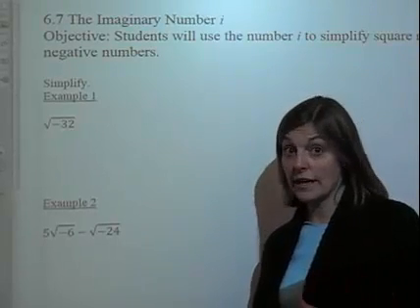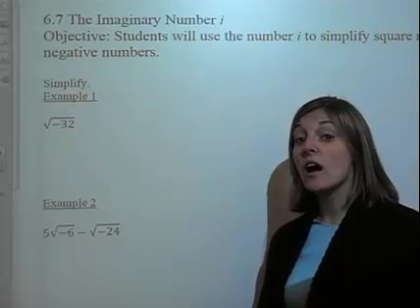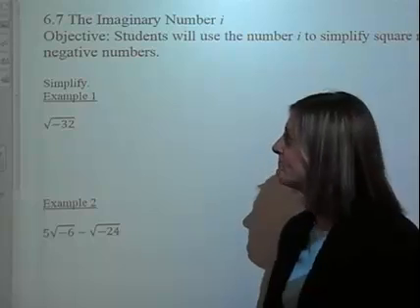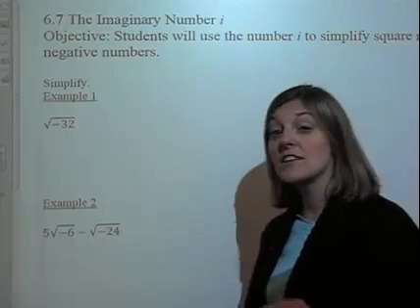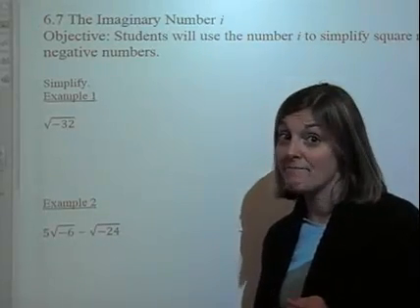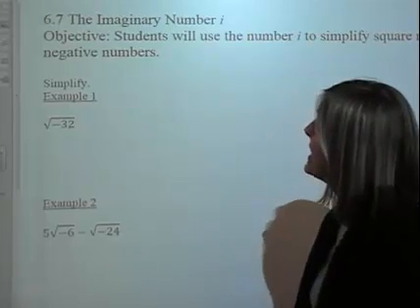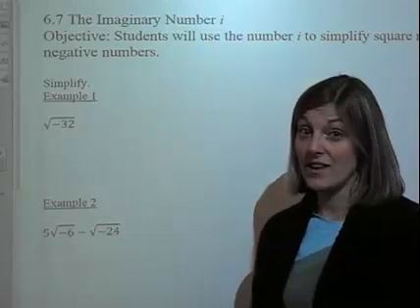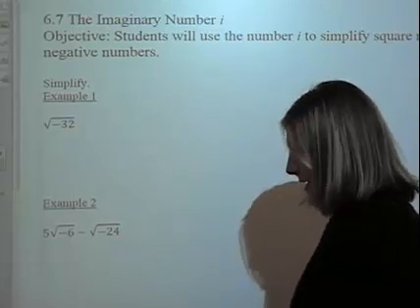All right, so we've talked about real numbers, rational and irrational. Now we're going to talk about non-real numbers that we call imaginary. The imaginary number is called i. Now, i is the square root of -1. So let's write that down.